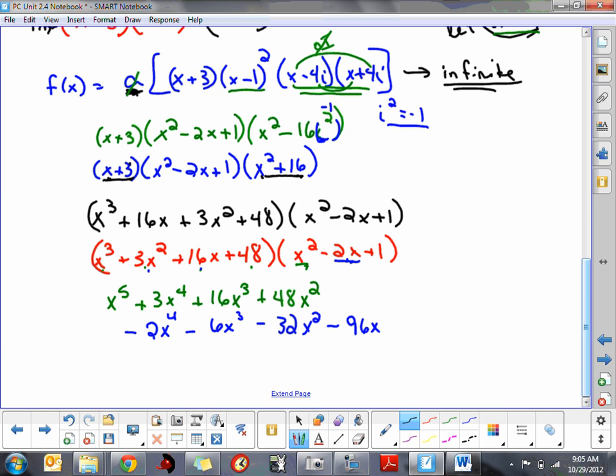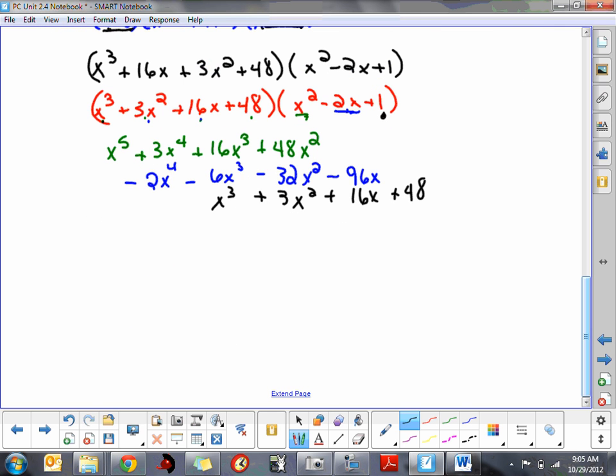Now the final number I have to distribute is the positive 1. Multiplying by positive 1 doesn't change our values at all, but I just have to make sure I take the 1 times x cubed, which is x cubed, and put it underneath my other x cubes. I've got 1 times 3x squared, which is plus 3x squared. And 1 times 16x, so plus 16x. And 1 times 48, which is 48.